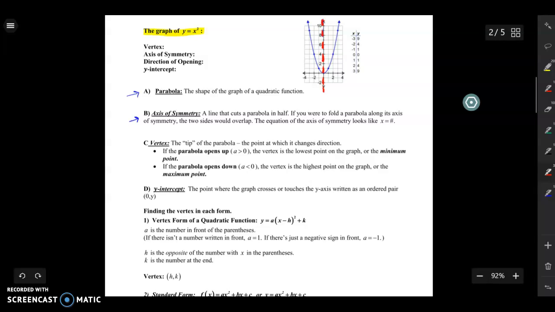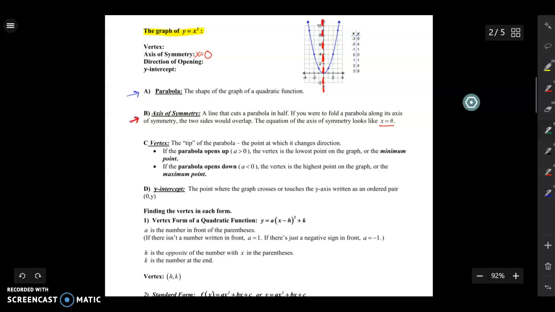Because if you could envision kind of folding that graph in half along that red dotted line, the graph's gonna match up. So when we talk about axis of symmetry, we're going to write it as an equation that looks like x equals and then whatever number you're sitting at. So in this case, my axis of symmetry is x equals 0 because this dotted line passes through the x coordinate of 0. Okay, so we did axis of symmetry in red on our graph.